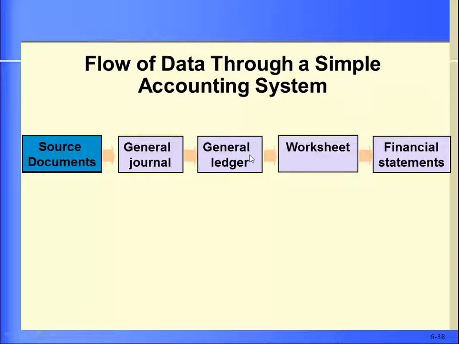Then you post it, then you put it on the worksheet, and this is for all those transactions. You start with source documents, prepare journal entries, and post those journal entries to the ledger and the worksheet. Remember, you have the trial balance, adjustments, adjusted trial balance, income statement, and balance sheet, and you make the financial statements from that.